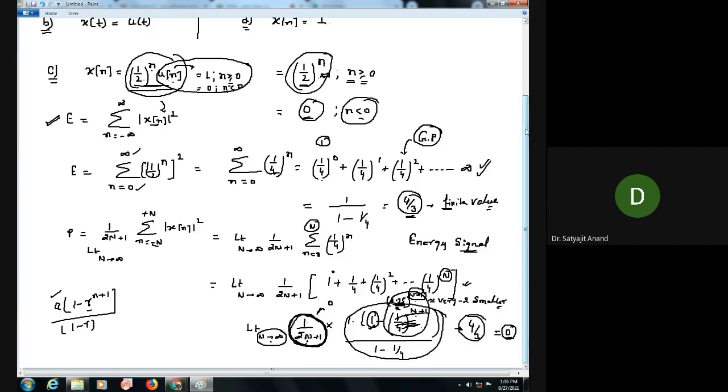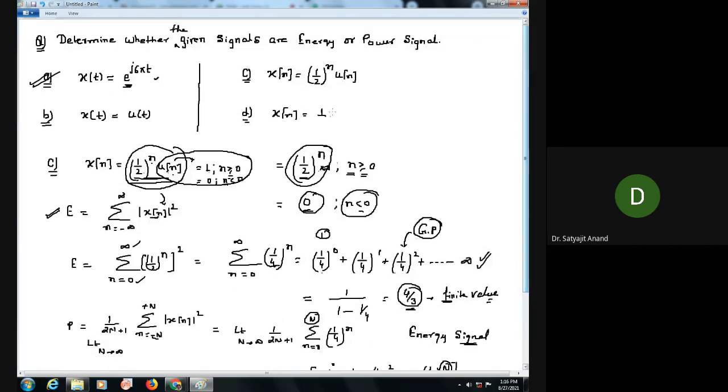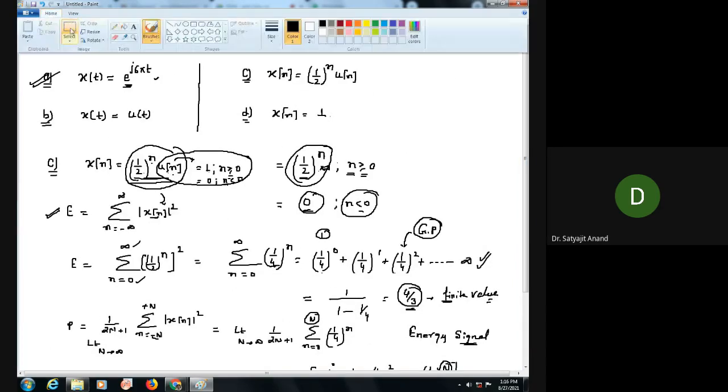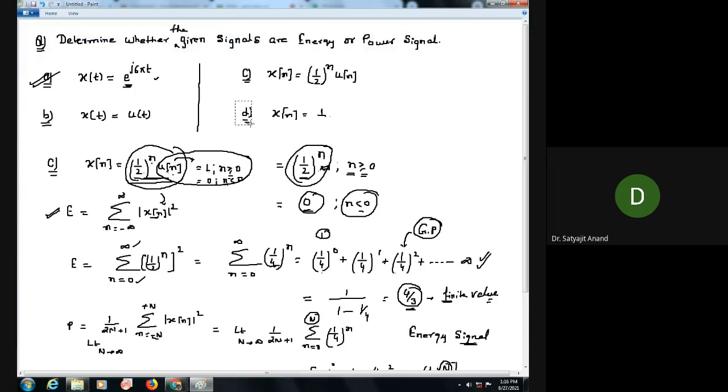I am leaving the last problem for you students to complete, so please do this homework from your side. You answer me in the next class: what is this signal? Which category does it belong to, energy or power? Once you answer, then I'll go for the next topic.